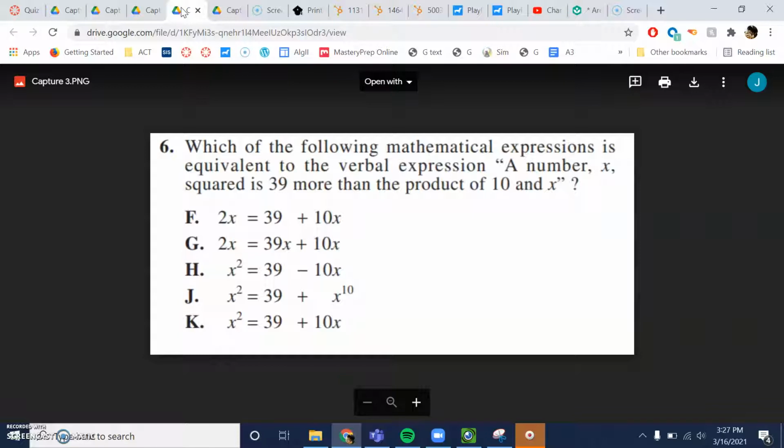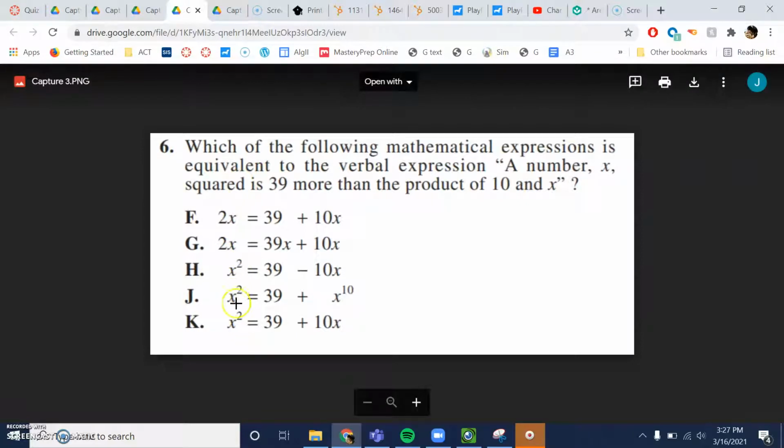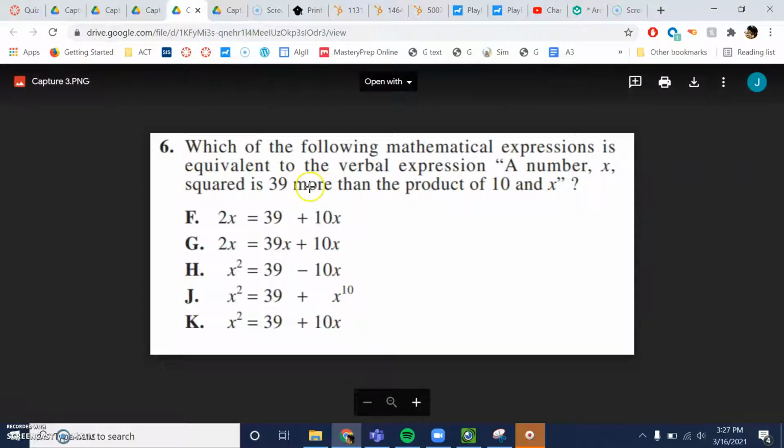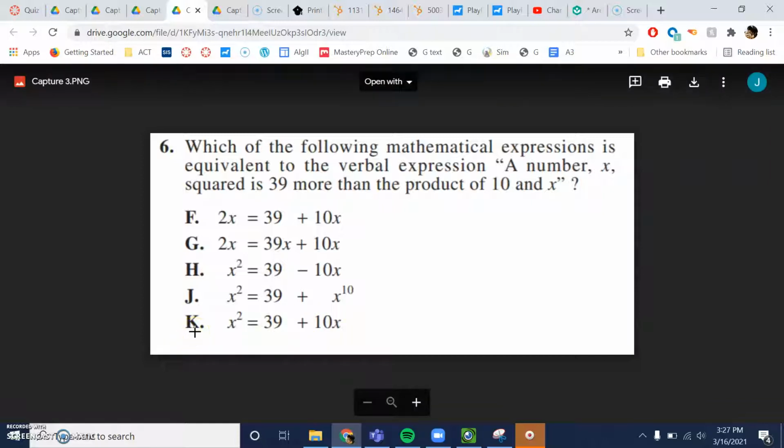Good job. Try this one now. Go. Ooh, okay. A number x squared, so that's going to be H, J, or K, x squared means equals 39 more than the product. Product means the multiplication answer when I'm multiplying these two. So 10 times x, 39 more will be 39 plus 10x. The answer is K for that one.